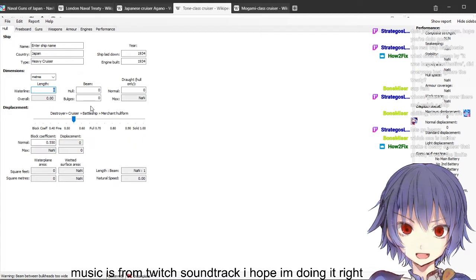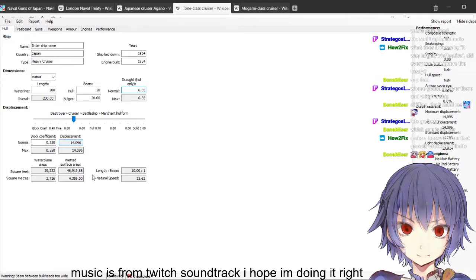So for starting length, we're just going to go for a nice 200, and then 20 meters wide, and then 6.35 meters deep, which gives us a normal displacement. Thank you for the hearts, Bone Miser. I appreciate it, buddy. So technically it's over the treaty limit, but we haven't added fuel yet.